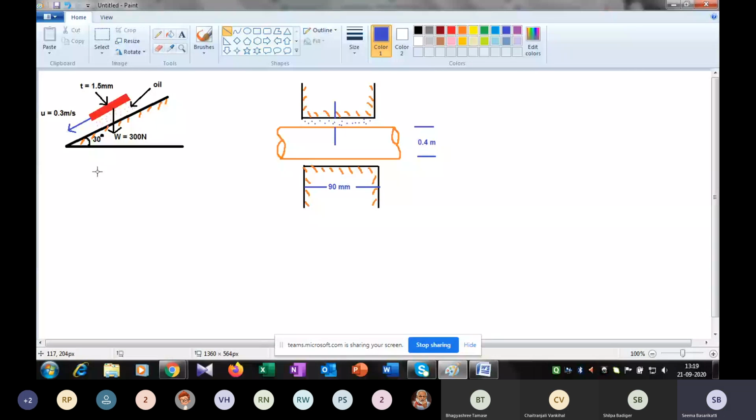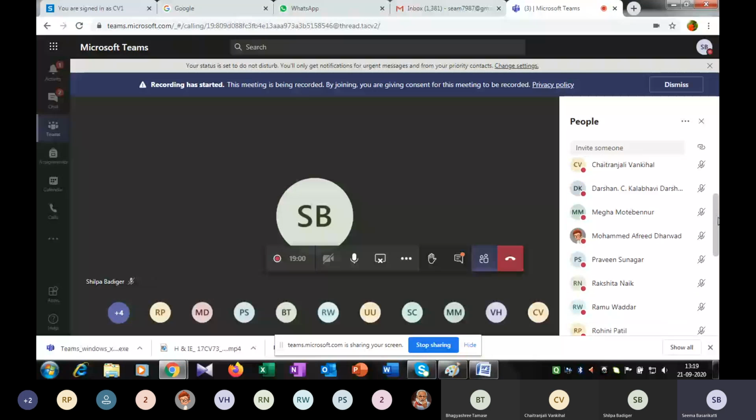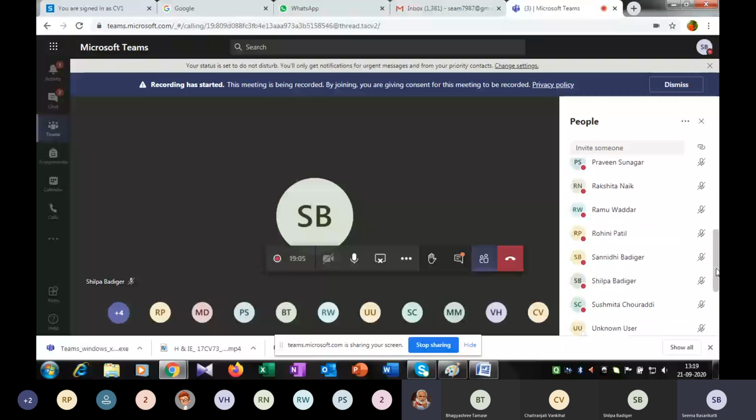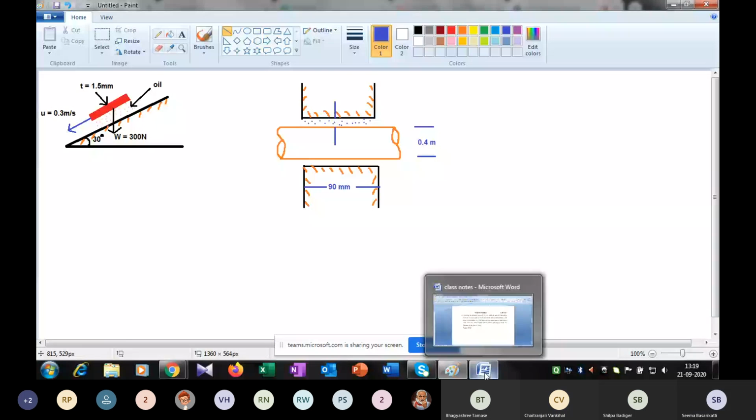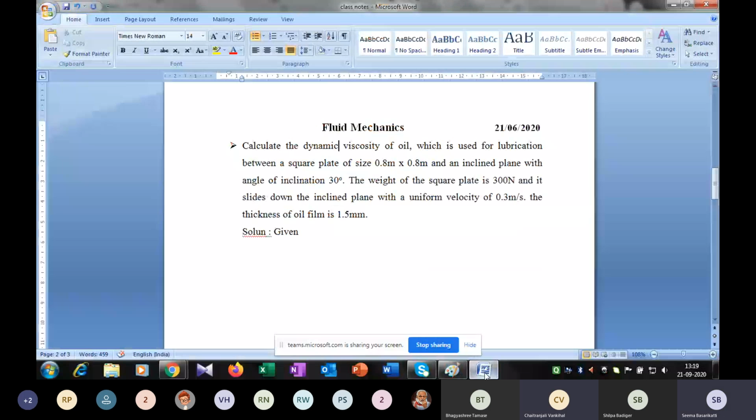Have you all taken the diagram? Yes, ma'am. What about others? Amogh Torgal, Megha, Praveen Sungar. Have you all taken the diagram? Okay.